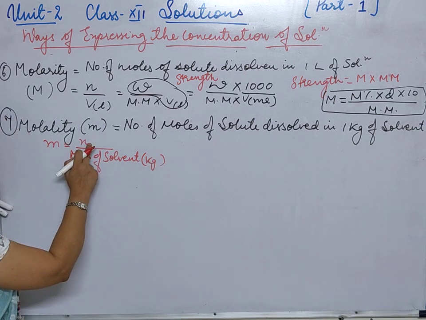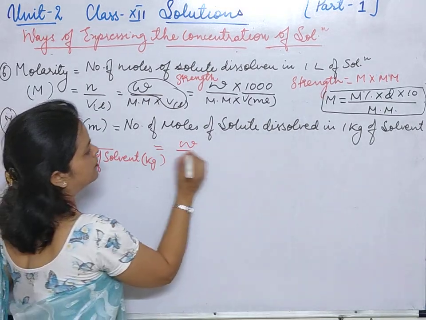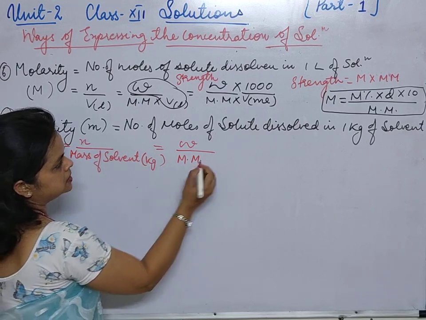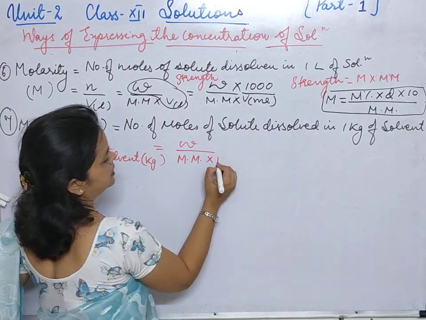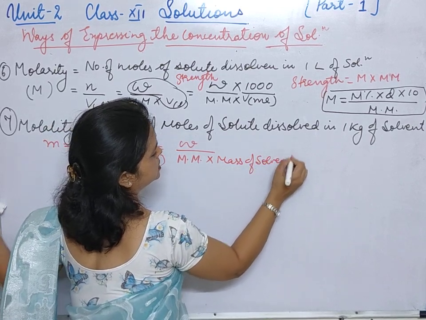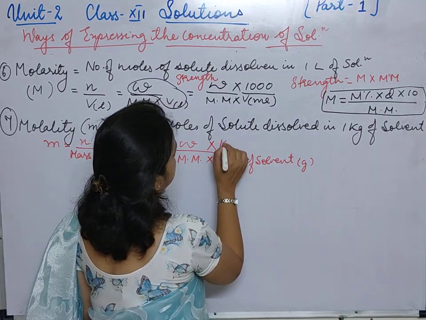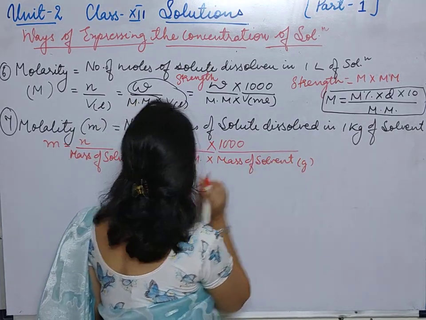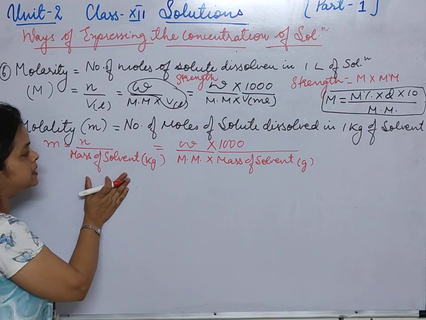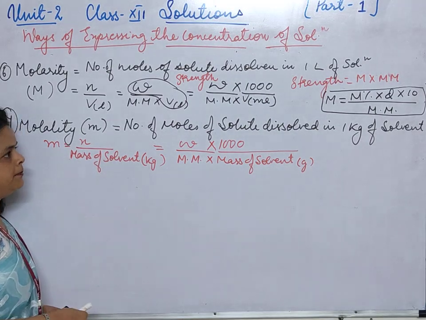Now we will open this formula. n is equal to mass of solute upon its molar mass, upon mass of solvent in kg. So here you write the mass of solvent, and suppose it is given in grams, so you will divide it by 1000, so as to get the value of small m. And the molality is independent of temperature. It does not depend on the temperature.